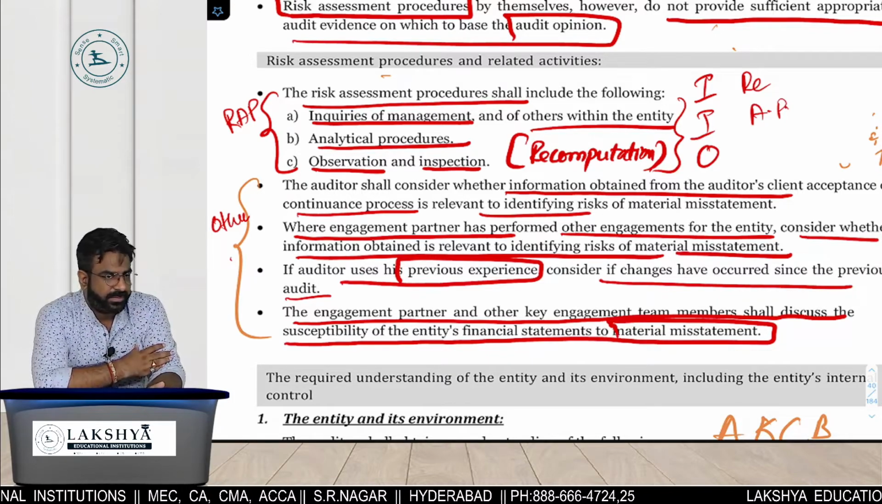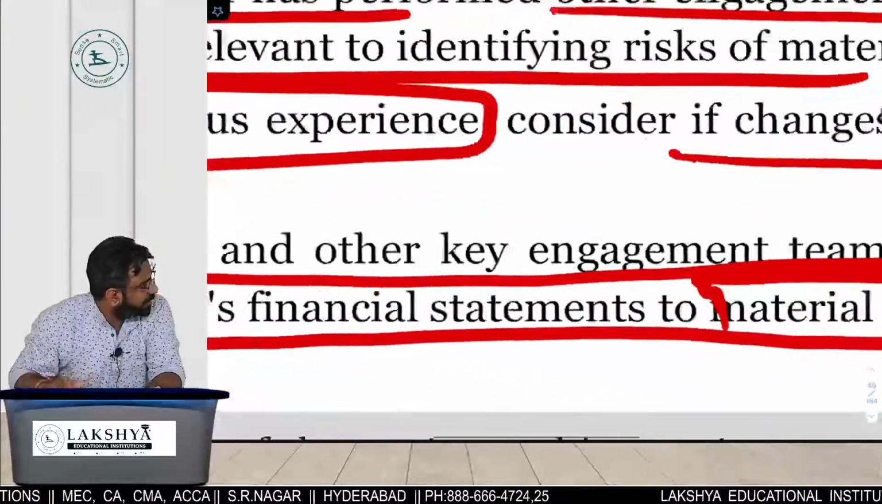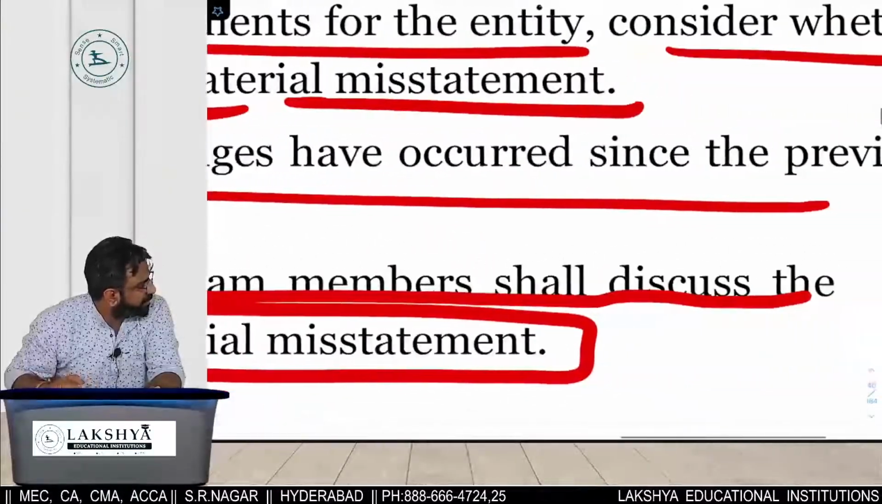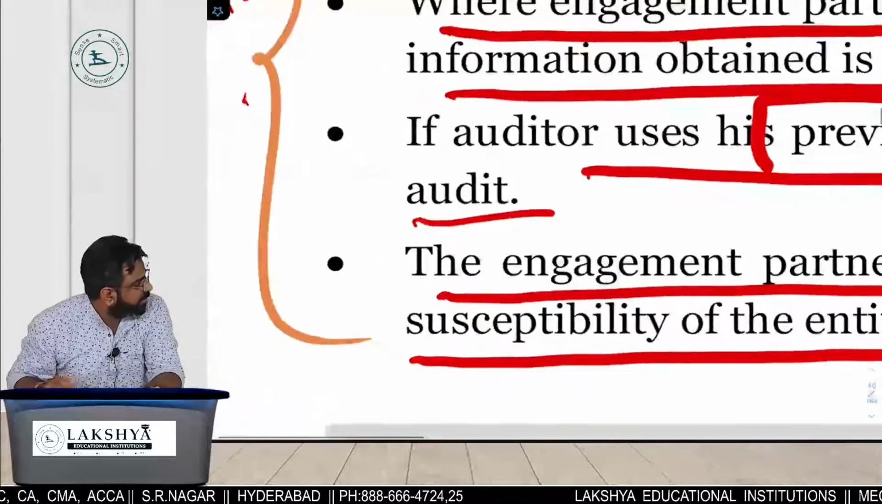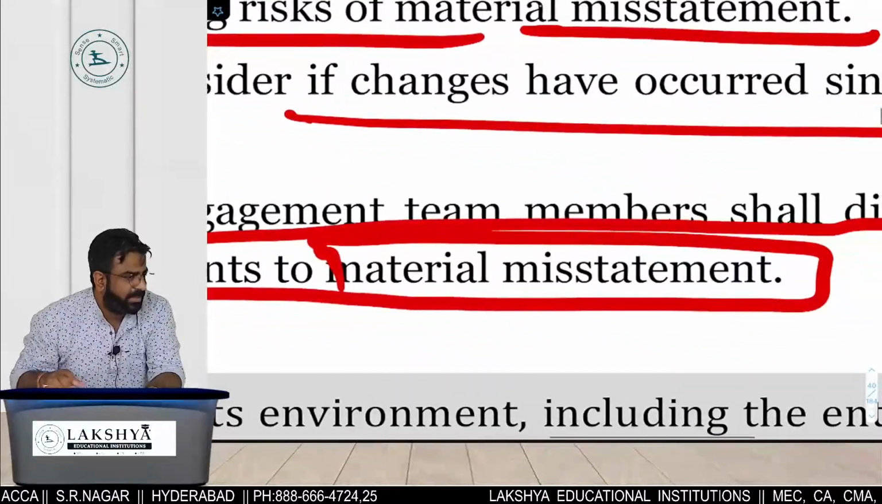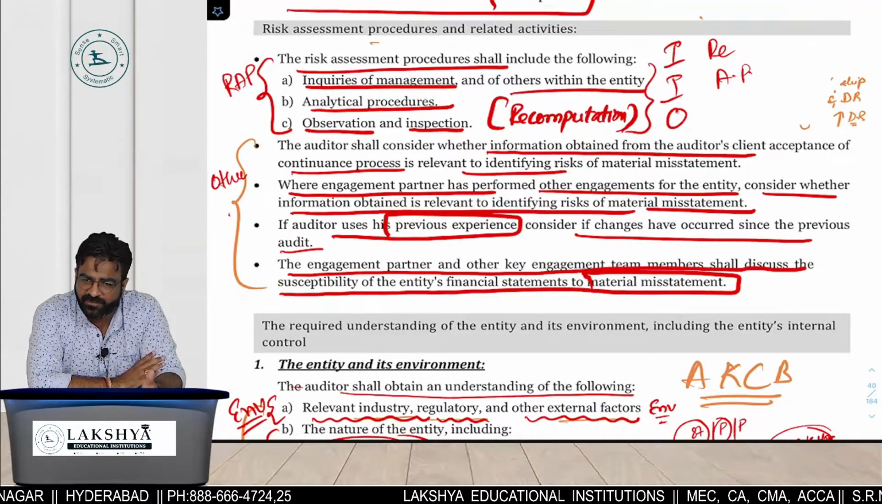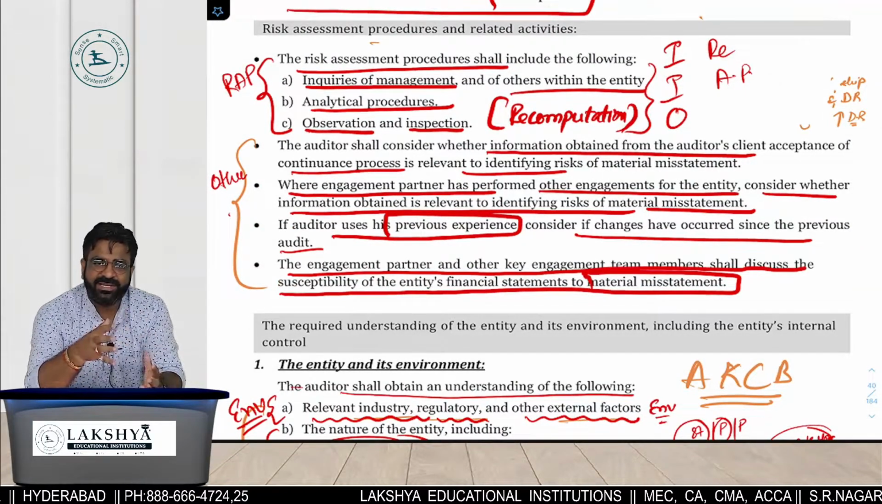Look at what it is saying, the last point: the engagement partner and the other key engagement team members shall discuss what? The susceptibility of the entity's financial statements to what? Material misstatement. Do you think that the engagement partner alone is enough to do an audit, or he needs a team?